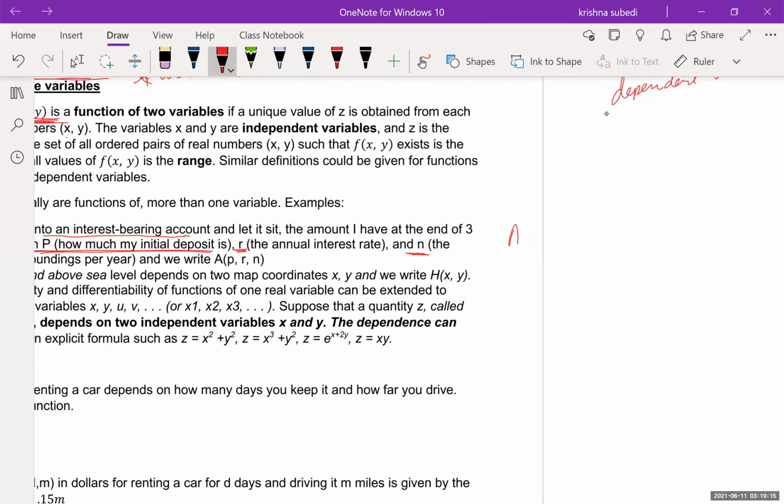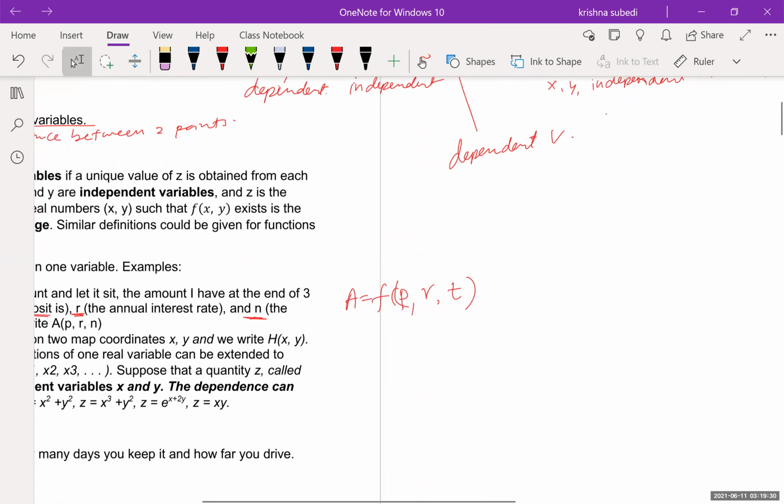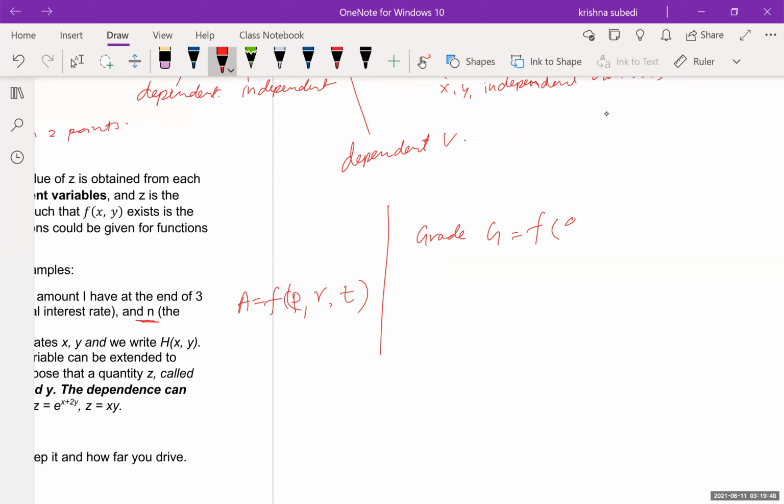Okay, so that means your amount is the function of initial deposit P, the interest rate R, and the time T. So that's a function of P, R, T. Let's take one more simple example. Let's say your grade in mathematics, okay, grade in this course. Your grade is a function of so many things. Maybe the quality of your instructor, right?